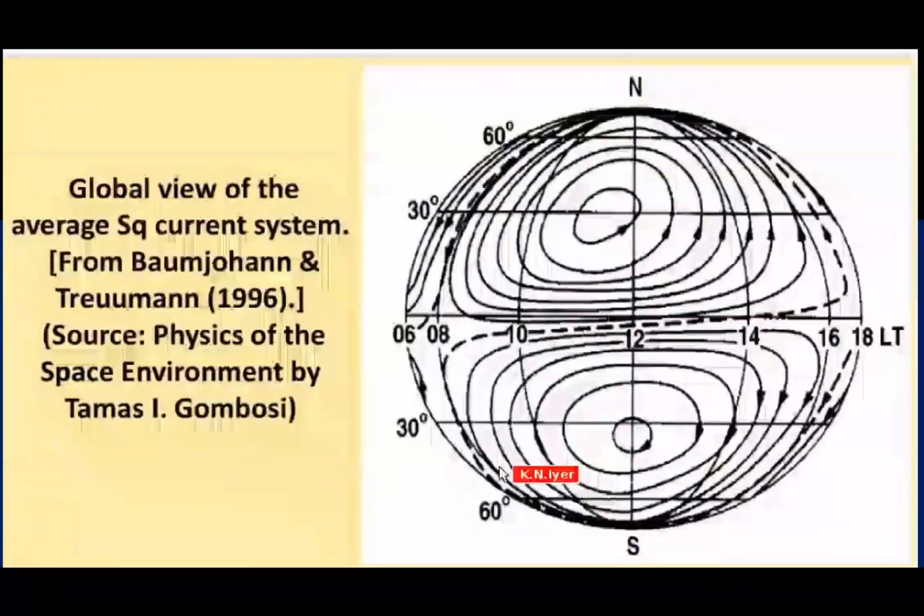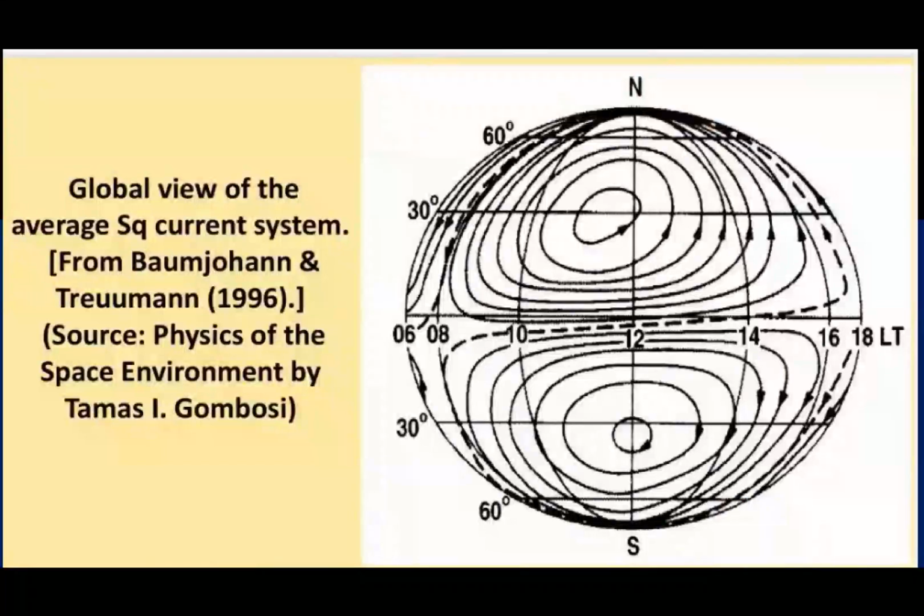So that resulting current J, if you look at it globally, this is a picture as you see from the sun at the noon meridian. So the noon is here. This is the morning time. This is the sunset time. This is the North Pole. This is the South Pole.